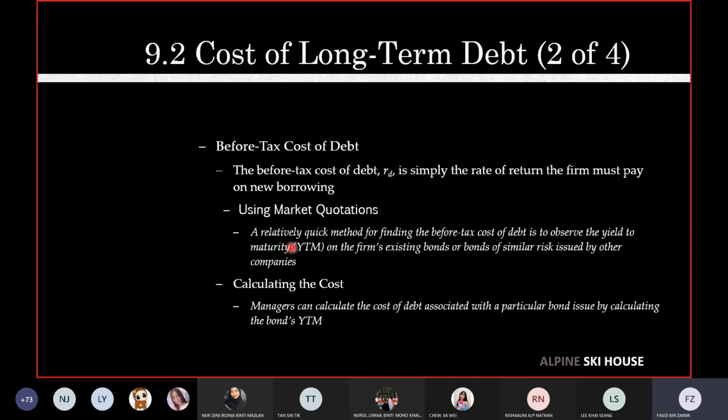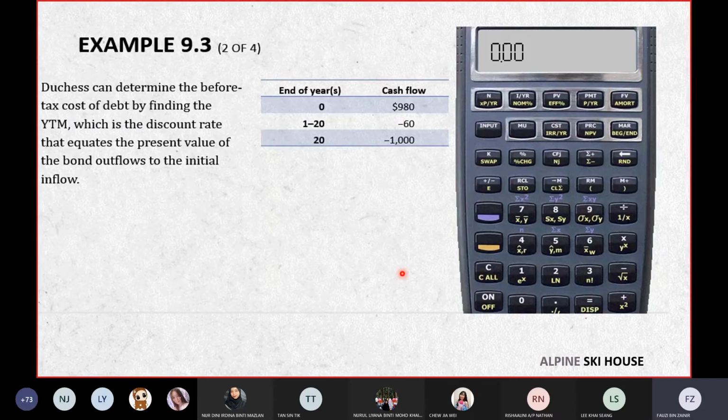So here we are looking at the yield to maturity, calculating the cost. Managers can calculate the cost of debt associated with a particular bond issuing by calculating the bond's yield to maturity. So that's what we are trying to do. Let's look at how you look at the actual yield of the bond before tax. Let's look at the example here.